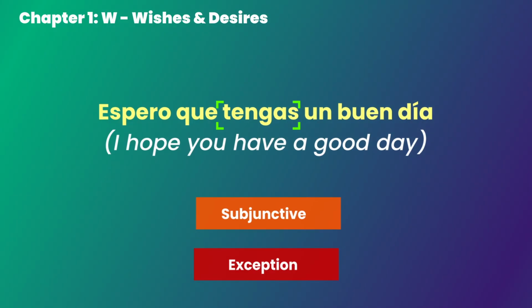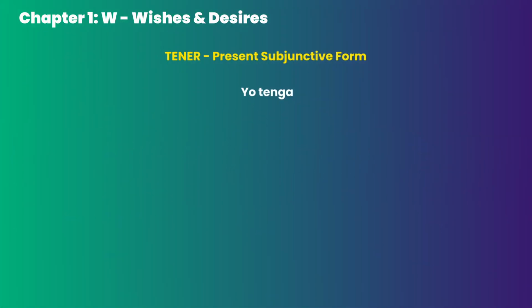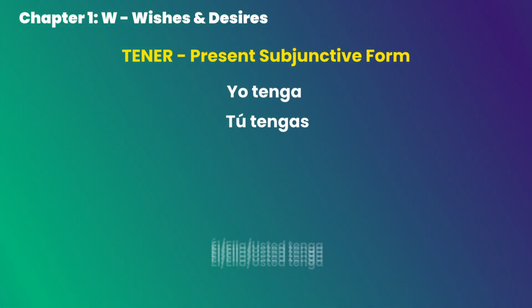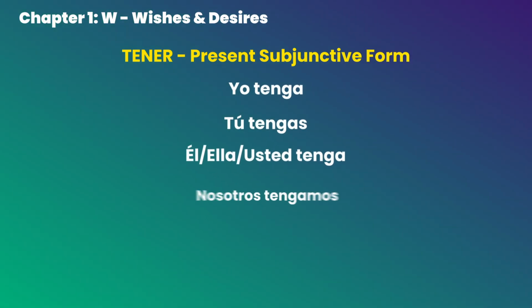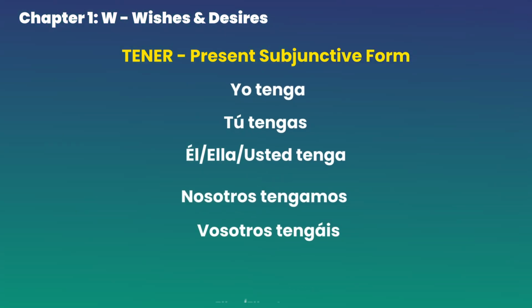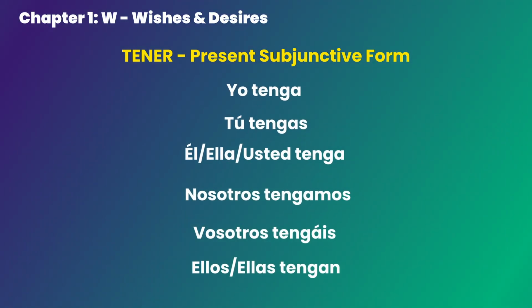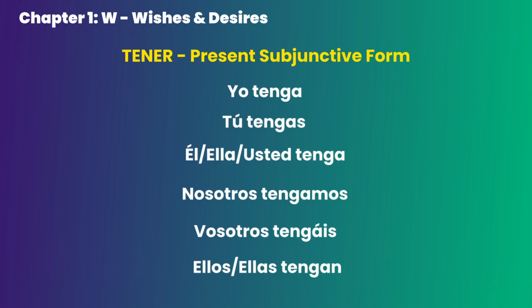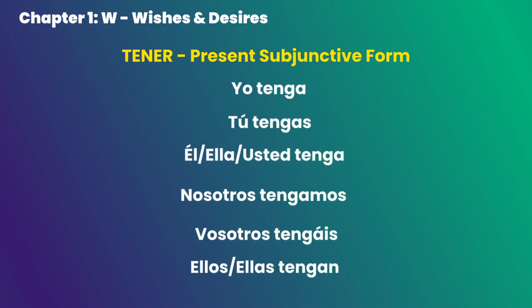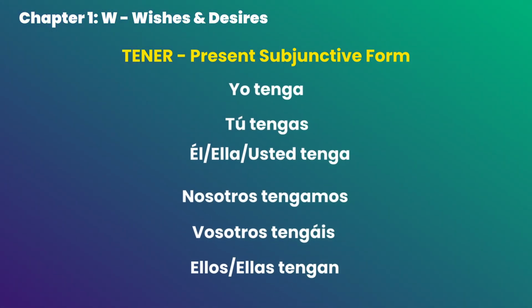Here's how it looks for the present subjunctive form. Yo tenga, tú tengas, él, ella, usted tenga, nosotros tengamos, vosotros tengáis, ellos, ellas tengan. As a reminder, we'll dive deeper into conjugations in the next videos. Don't worry too much about it for now. Just know that if the verb conjugation looks weird to you, it means it's conjugated in a subjunctive form.